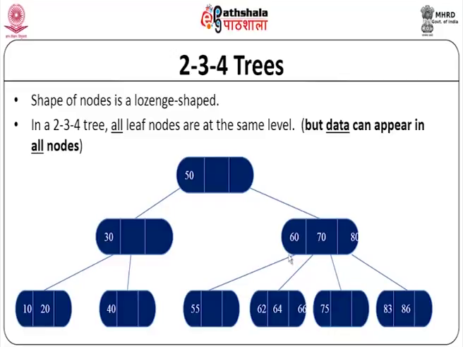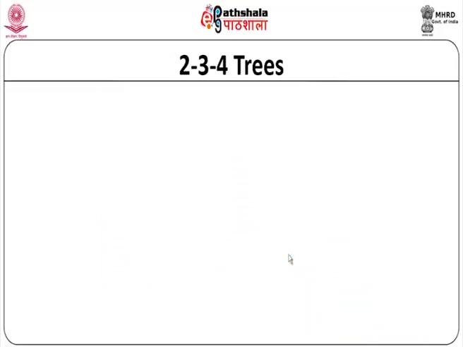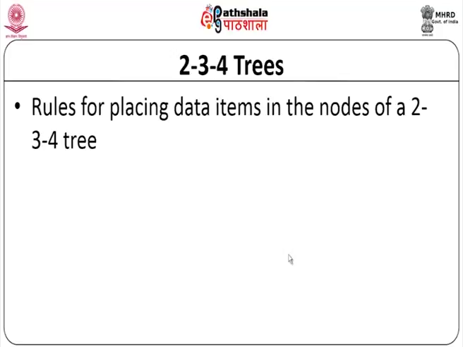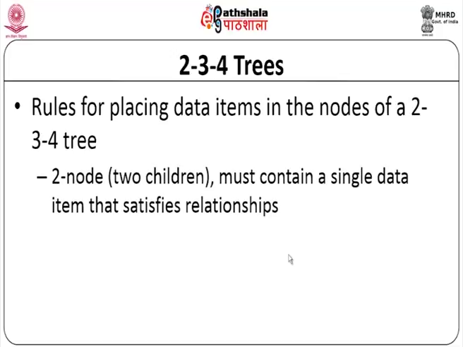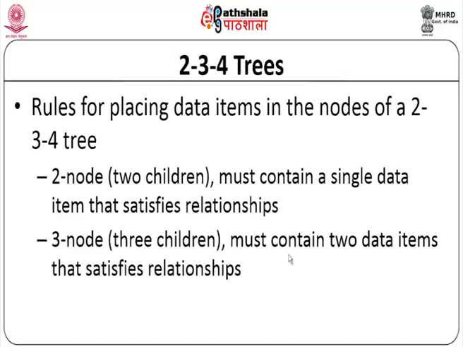And the number of data items in the leaves, all the leaves being at the same level, can be 1, 2 or 3 maximum data values. Now, rules for placing data items into the nodes of a 2, 3, 4 tree. What are the rules? 2 children must contain a single data item that satisfies the relationships. What are the relationships? We will see the relationships.